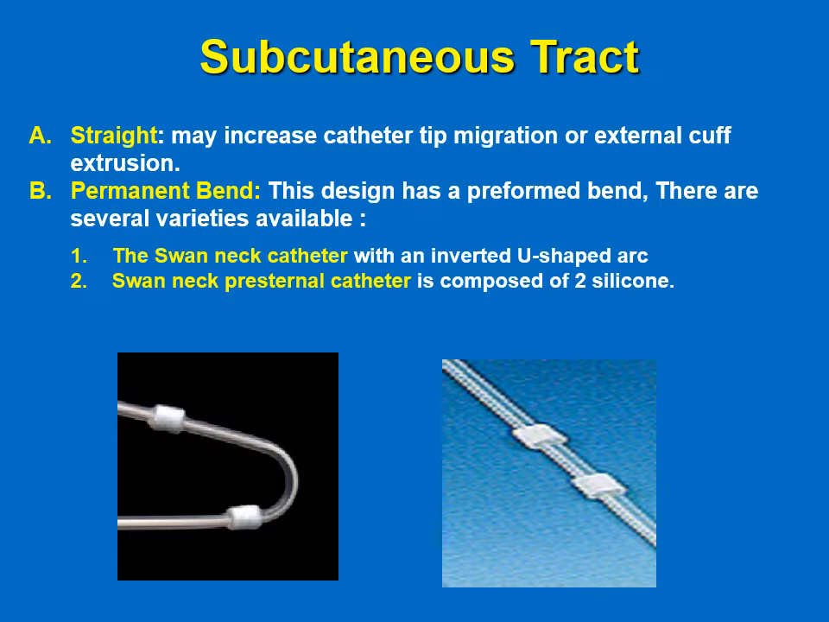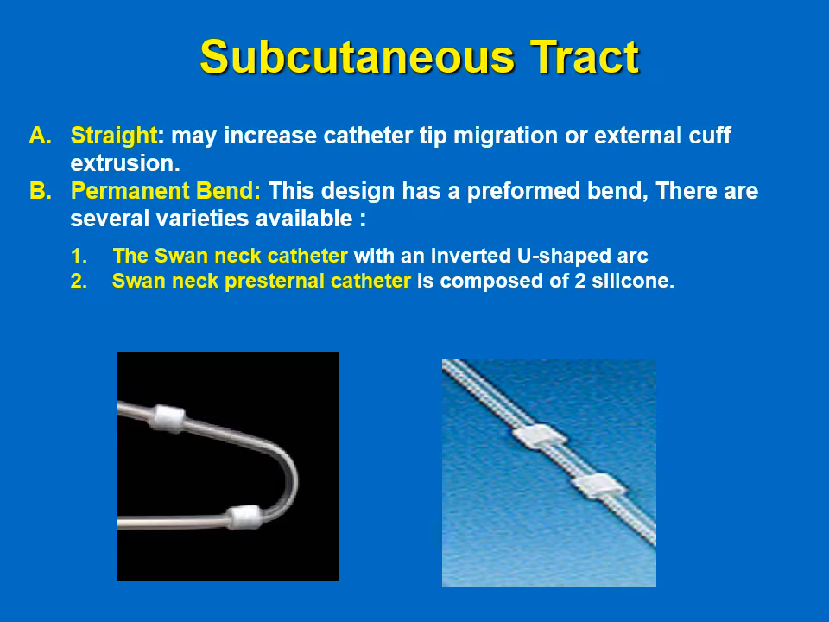Meanwhile, in cases of permanent bend, as we can see here, it's used in the swan neck catheter, and the swan neck catheter with pre-sternal extension, where two catheters are connected together with this inverted U-shaped arc.